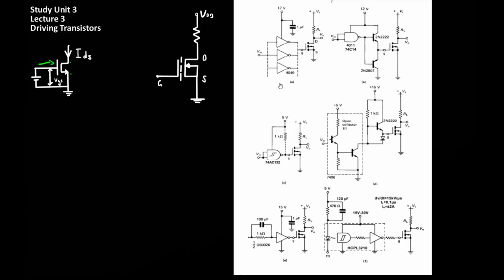Example C here is sort of a hybrid of these two, where examples A and B made use of CMOS logic.